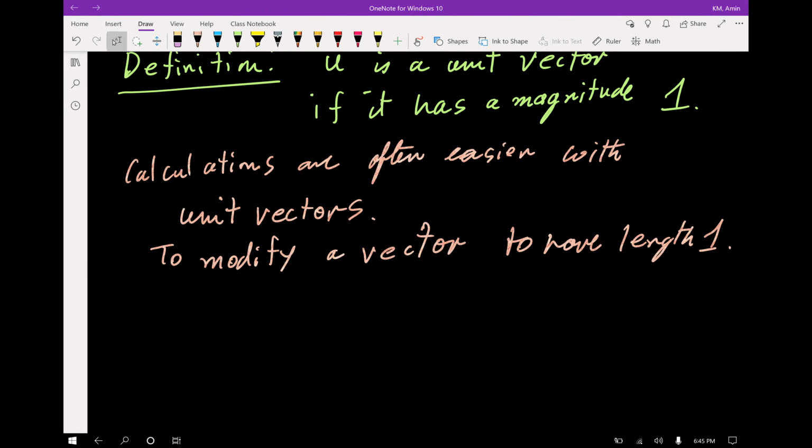The way to get 1, divide by its magnitude.